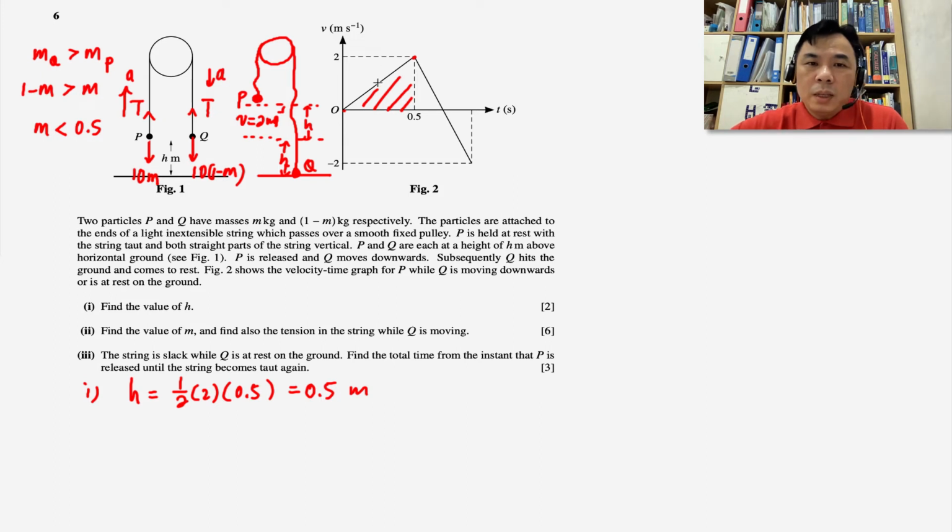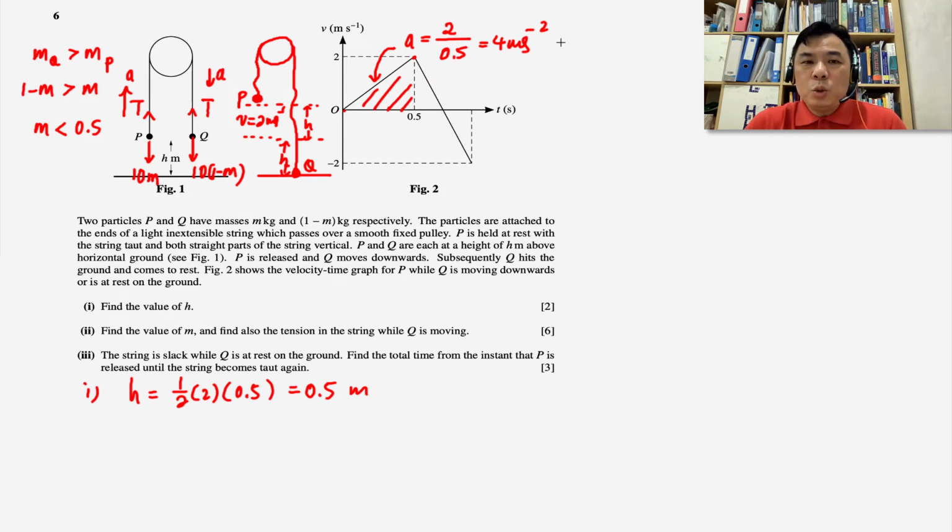And then this information can be obtained from the gradient of this graph here. Therefore, the acceleration of the particle is given by 2 over 0.5 here, which is 4 meters per second squared. Right. Okay, I'm going to pause here for a while. You guys can use your calculator to check if you agree with this. Okay. Right now, that is the acceleration that we need.